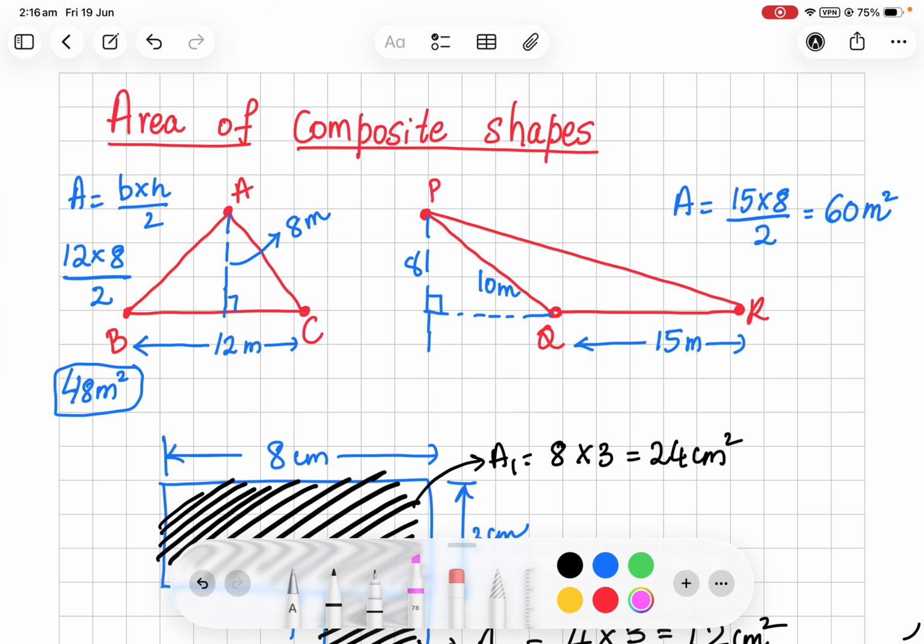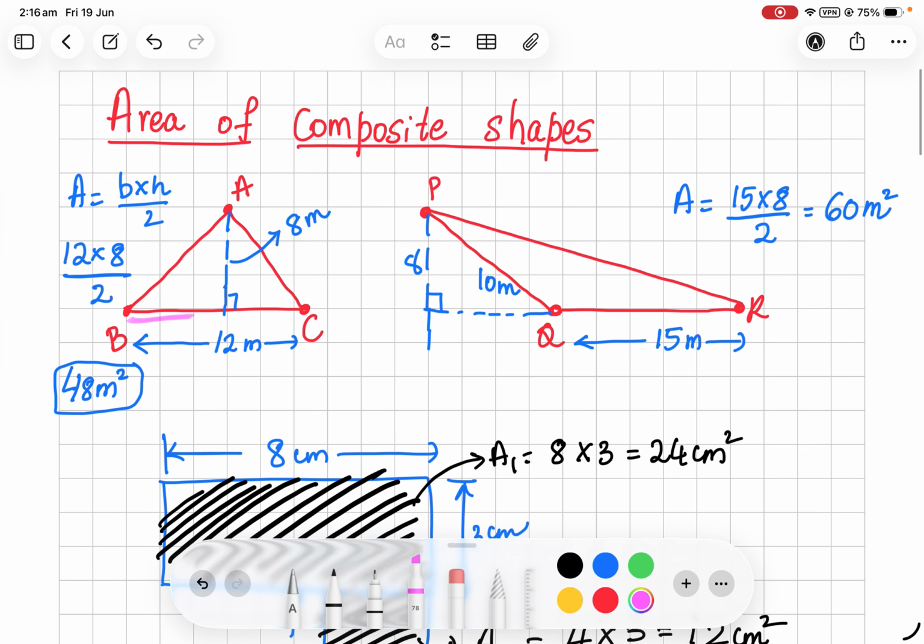Alright, so if you are in year 6 or year 7, you must be coming across learning about different formulas of two-dimensional shapes. For example, the area of a triangle is quite tricky. We should know that the area of a triangle is base times height divided by 2. In this first picture, your base is this part and the height is always the vertical line perpendicular to your base. So 12 times 8 divided by 2 gives you 48 square meters.